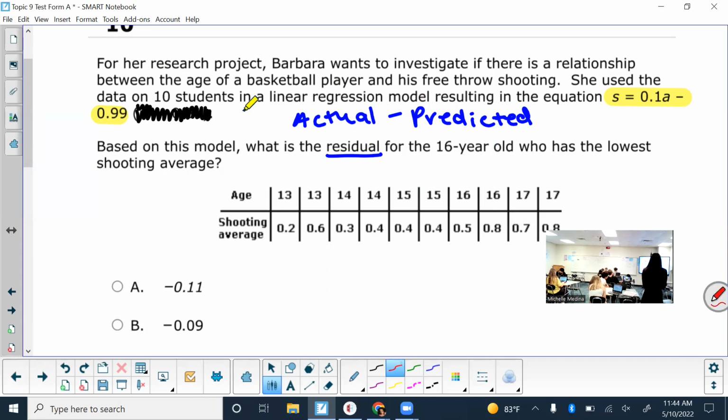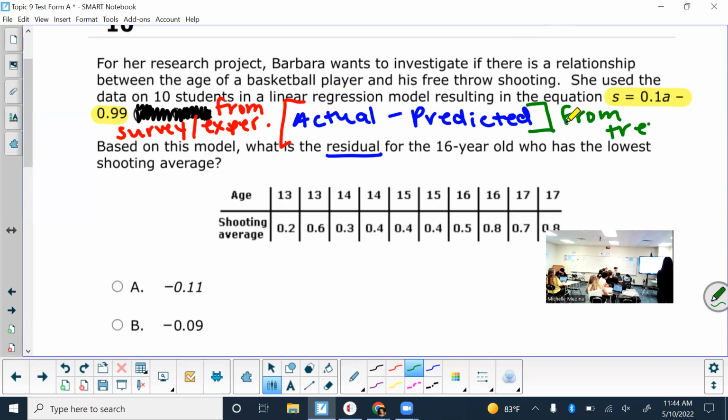The actual values you get from what? Do you get it from the trend line or from your survey or experiment? Survey. From your survey or experiment is your actual values. It's stuff that you actually witnessed or actually collected. Where do you get your predicted values from? Trend line. From the trend line. So that equation that I highlighted would be your trend line. That's what is just used to predict other things that we didn't necessarily test.